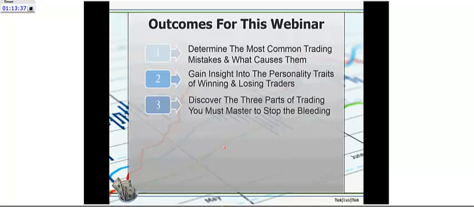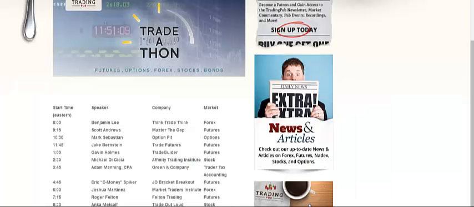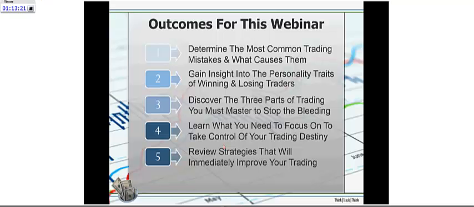And then the third one is to discover the 3 parts of trading that you must master to stop the bleeding. Then learn what you need to focus on to take control of your trading destiny. And lastly, we'll review a few strategies that will immediately improve your trading.